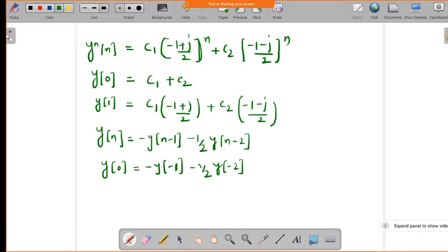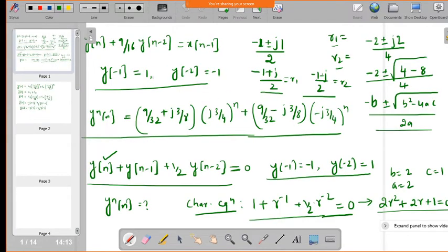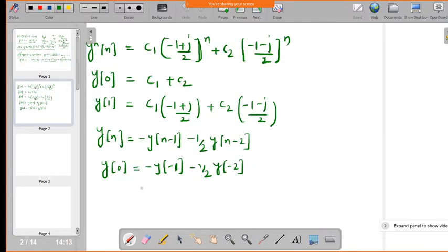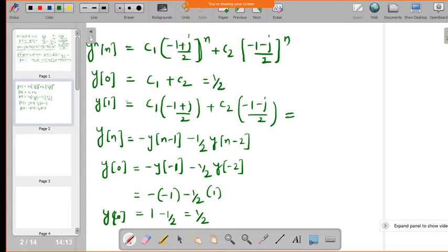Now the initial conditions given here are y of minus 1 equal to minus 1, and y of minus 2 equal to plus 1. So put the values. y of minus 1 is minus 1, and y of minus 2 is plus 1. This will give 1 minus half, which is half. So y of 0 is half. Now substitute that value of y of 0 here. And similarly, find out y of 1 and put the value of y of 1 here.